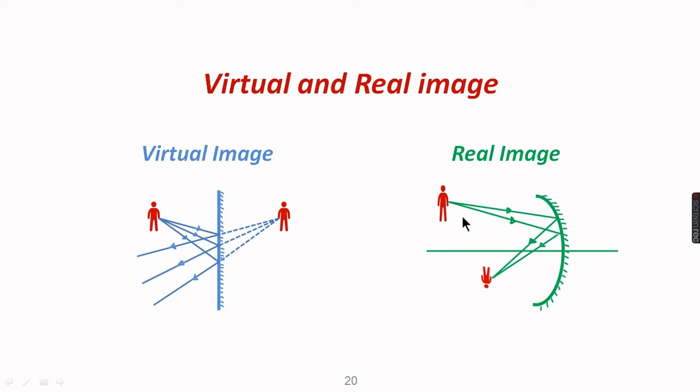Another example in which real image is formed. Rays from the object are reflected, fall on the mirror, and after they are reflected from the mirror they actually meet at a point. Wherever the rays meet, image will be formed there and it will be a real image. We cannot see real image as such unless and until we keep a screen over there. But for viewing a virtual image, we do not require a screen. Virtual image is erect while real image is inverted.